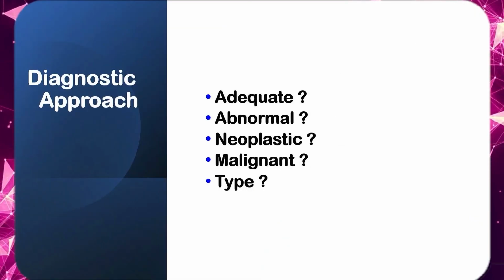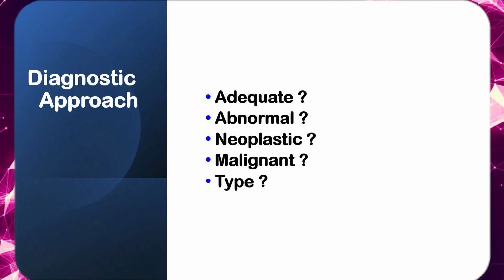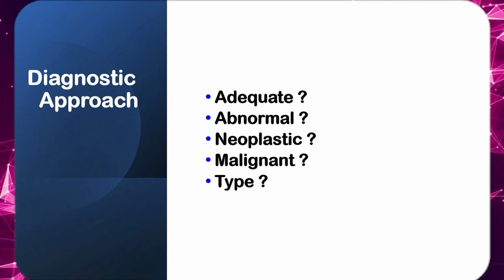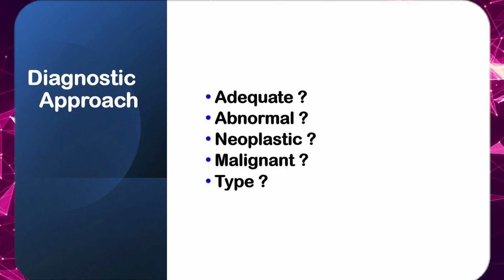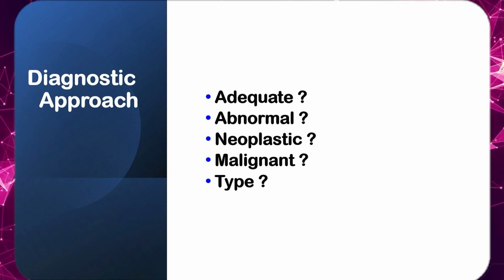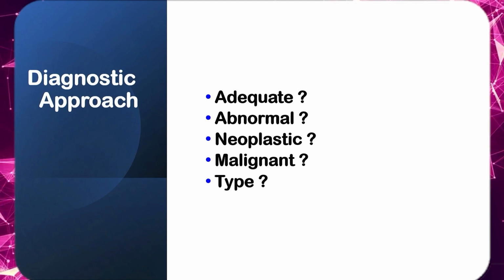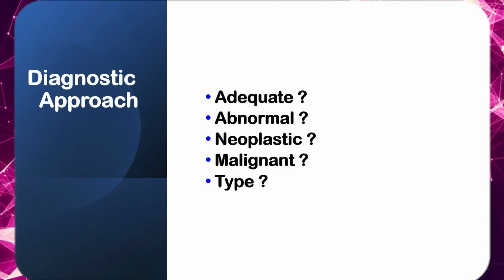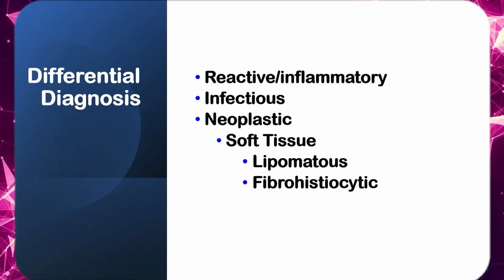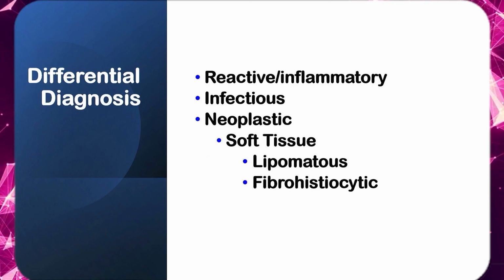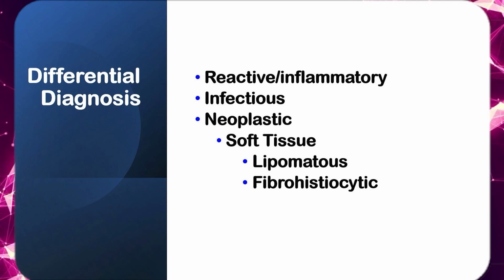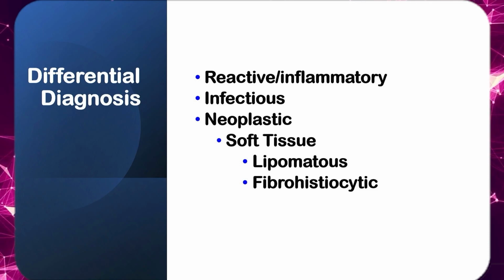Adequate, abnormal, neoplastic, malignant. A yes or no? Yes. What type? You can just tell me carcinoma, sarcoma, melanoma. Carcinoma? Okay. So this is the differential: maybe reactive inflammatory, maybe infectious, maybe neoplastic, maybe soft tissue, maybe lipomatous tumor, maybe fibrohistiocytic tumor.